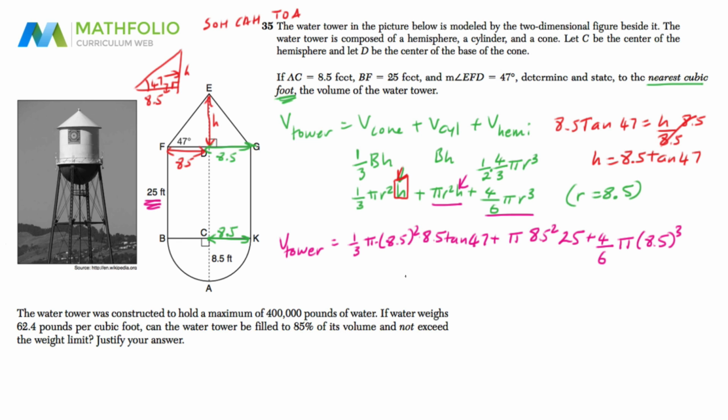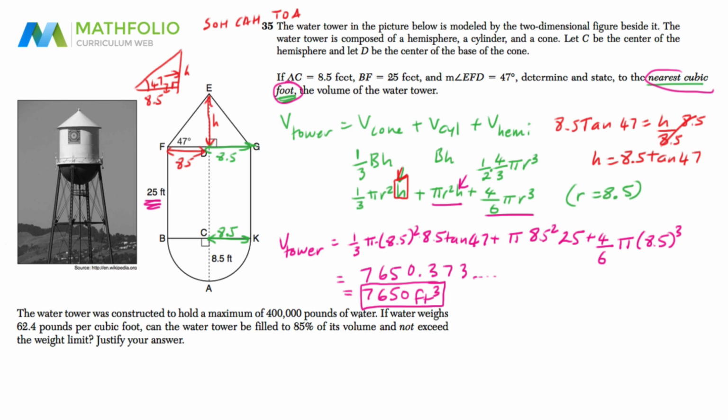I just have to type in all of that into my calculator. I get an answer of 7650.373, and this number goes on, but because it says to the nearest cubic foot, we need to leave our answer 7650 feet cubed. This is our answer to the nearest cubic foot.